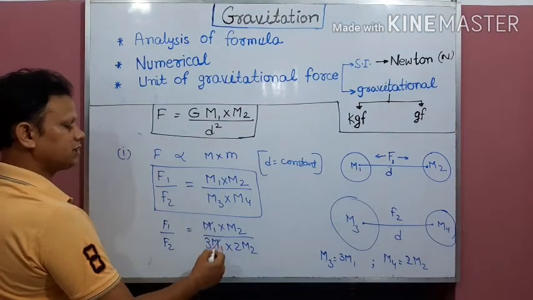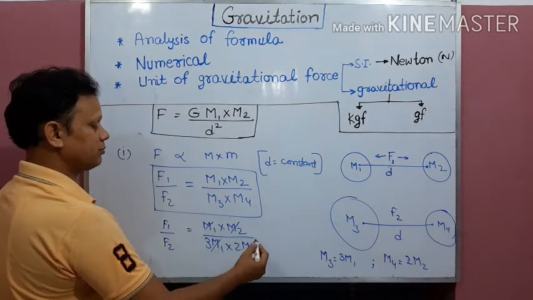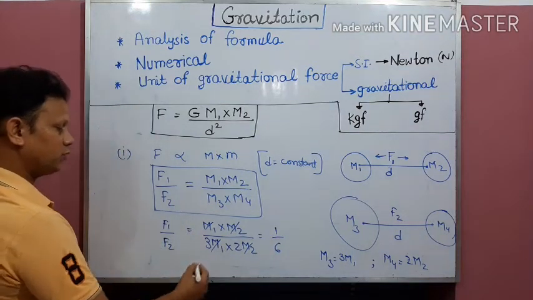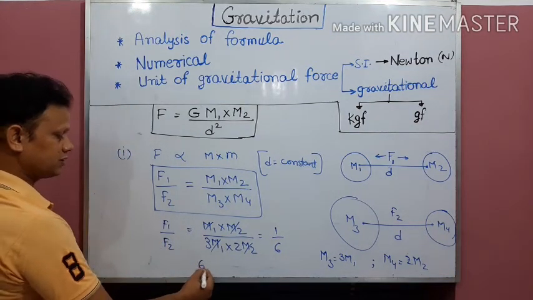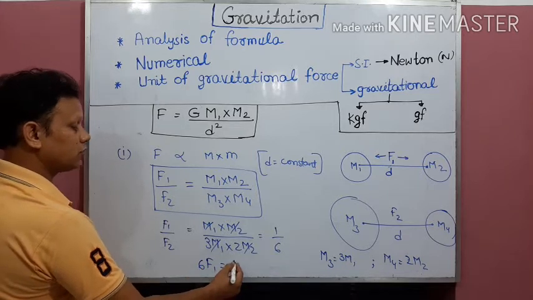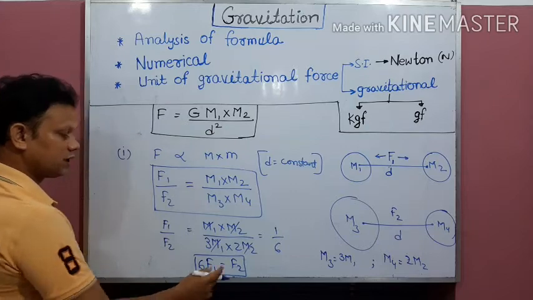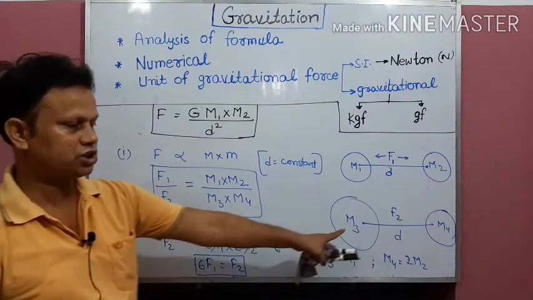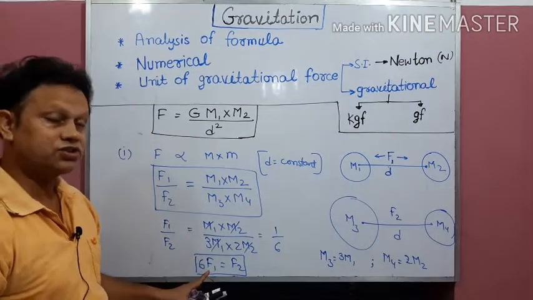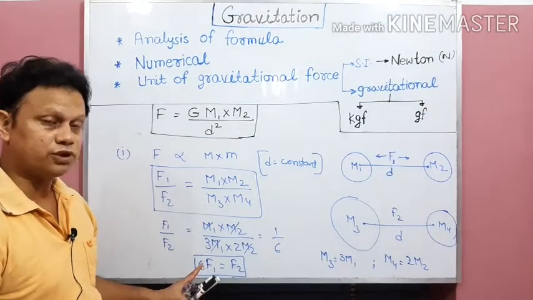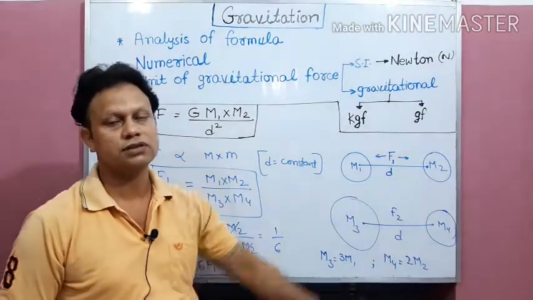Now M1 will get cancelled with M1, M2 will get cancelled with M2, and finally we are getting 1/6 ratio. So finally what can be the comparison? That 6F1 is equal to F2. So this shows that the new force, the new situation, the strength has become 6 times the gravitational force which is present in the first situation.